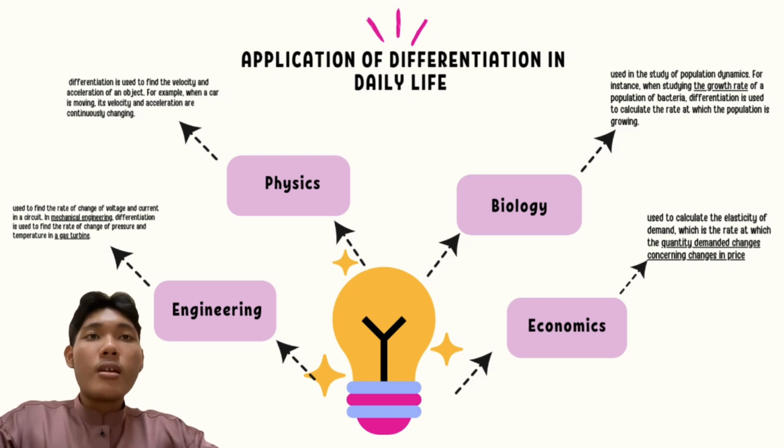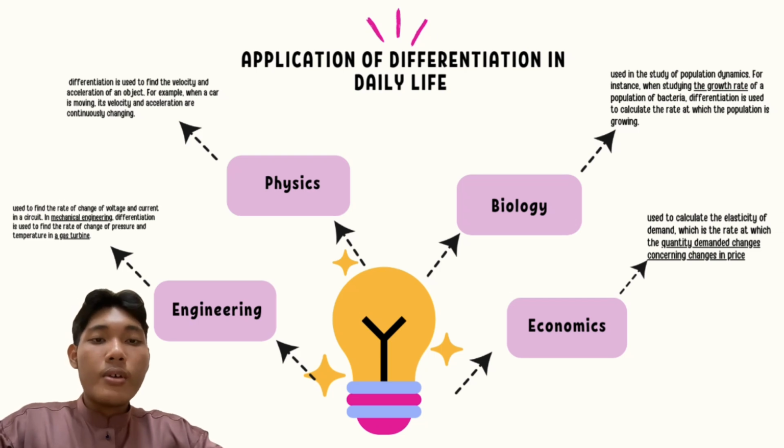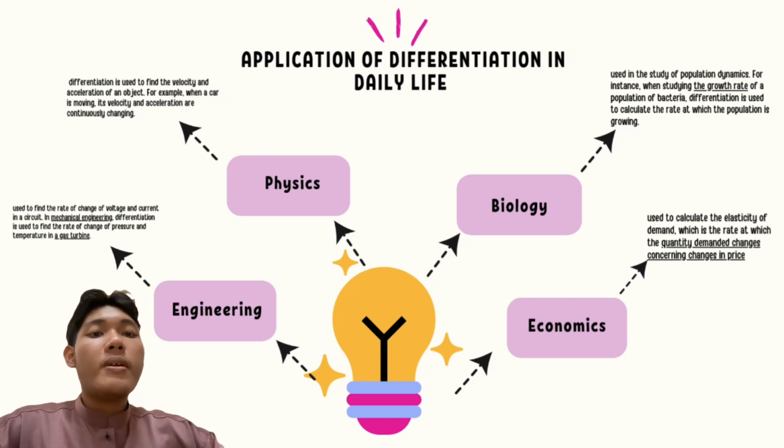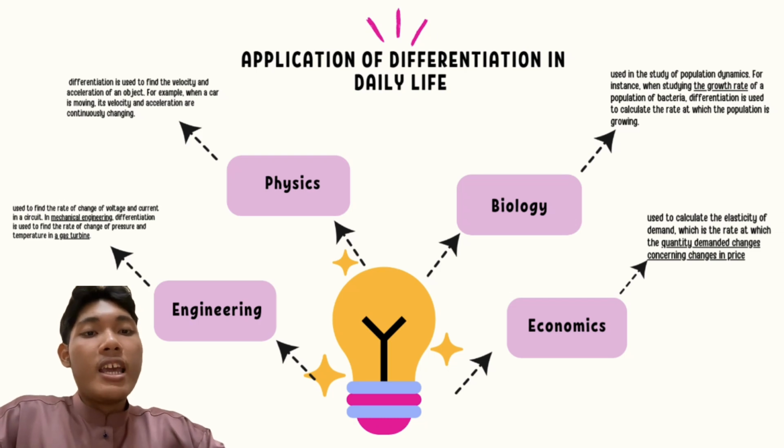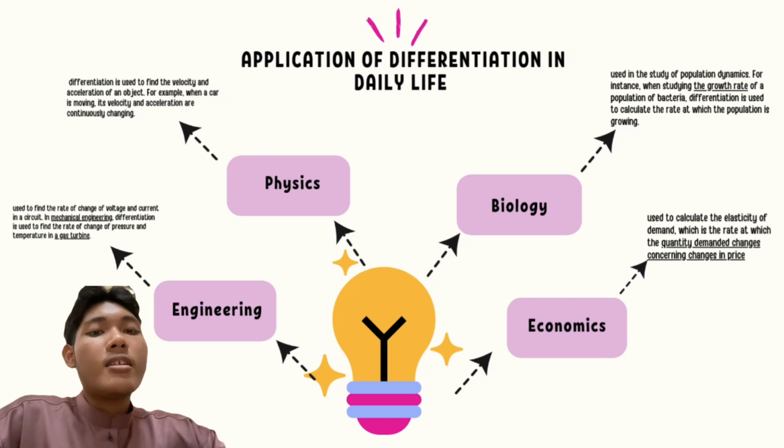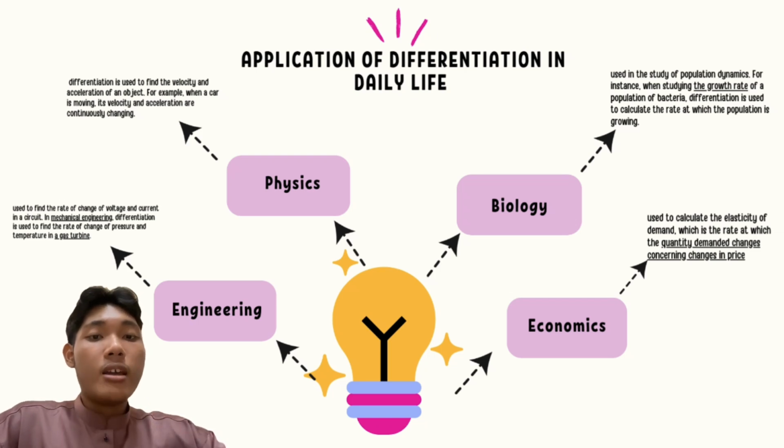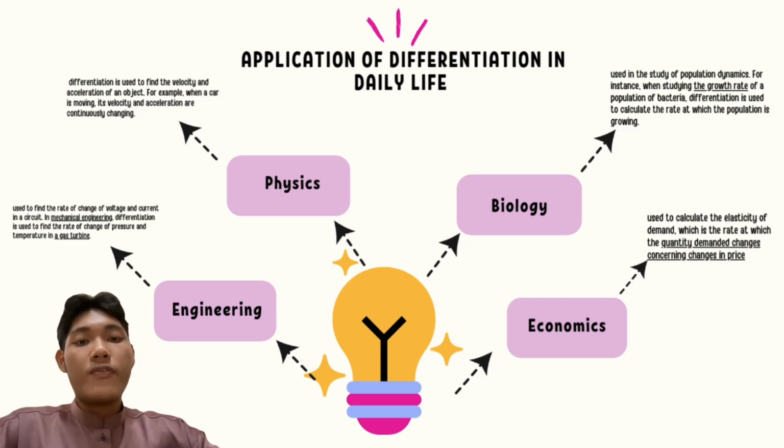So for the first one, let's take a look at physics. Differentiation plays a crucial role in physics, particularly in mechanics. In physics, differentiation is used to find the velocity and acceleration of an object. For example, when a car is moving, its velocity and acceleration are continuously changing. So calculating the rate at which these variables are changing is essential in predicting the car's behavior and how it responds to different conditions.